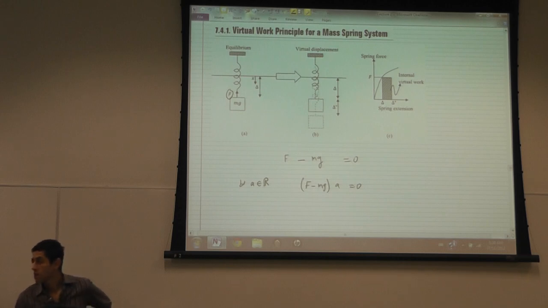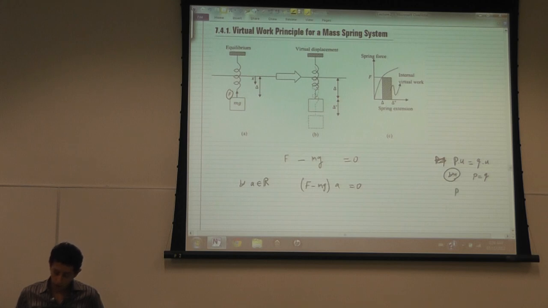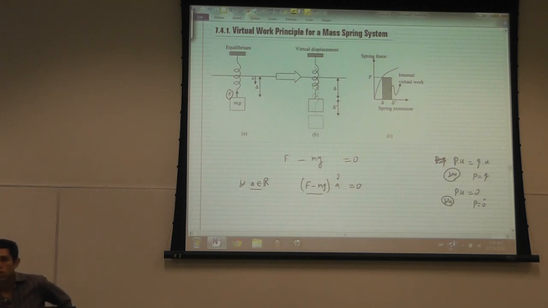As you remember, we did something like this in the midterm, where we said P dot U is equal to Q dot U for every U will ensure that P is equal to Q. And also, if I tell you that P dot U is equal to 0 for every U, that will ensure that P has to be 0. And so, if I tell you that for every a, any real number, (F minus mg) multiplied by a is equal to 0, that will ensure that F minus mg is equal to 0. Because I can assume anything for a, I can assume it is F minus mg. (F minus mg) squared is 0, so F minus mg is 0.